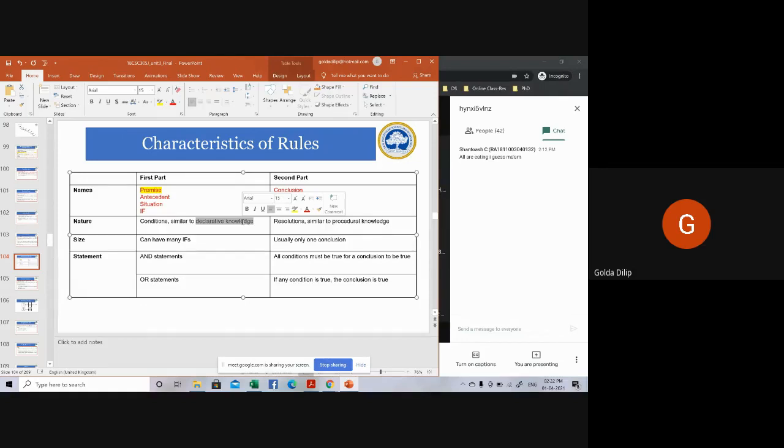Size: you can have any number of ifs, but you can have only one conclusion. For AND statements and OR statements, AND means all the conditions must be true for the conclusion to be true. OR means if any condition is true, then the conclusion is true. AND, OR. So these are the characteristics of rules.